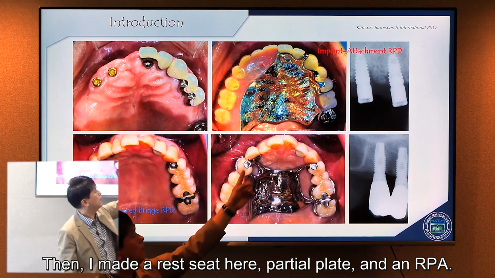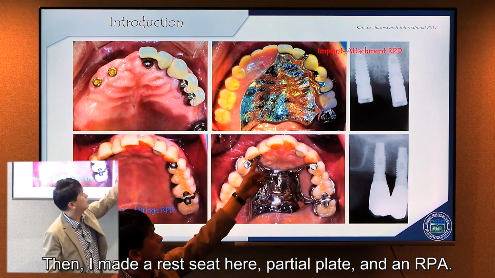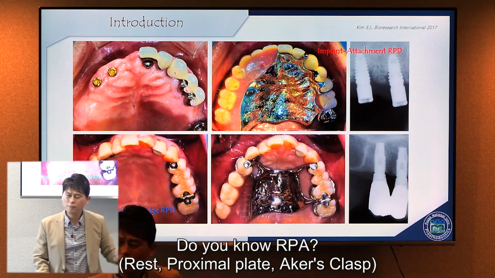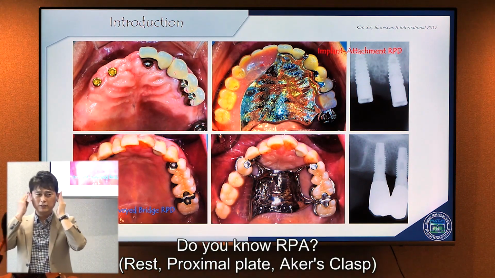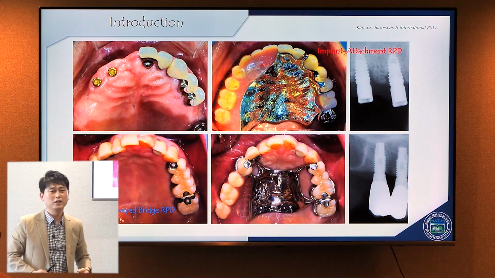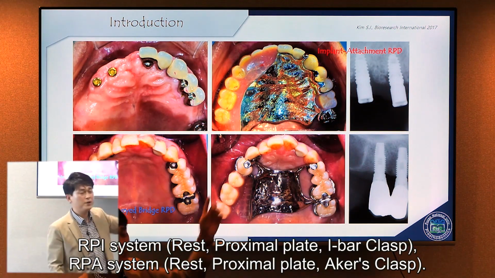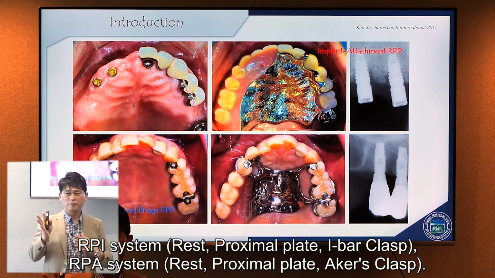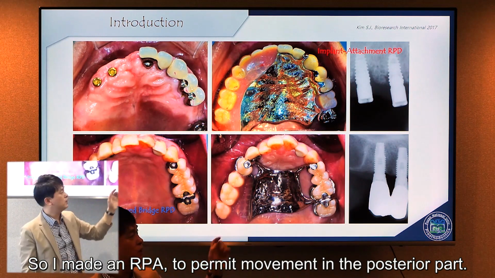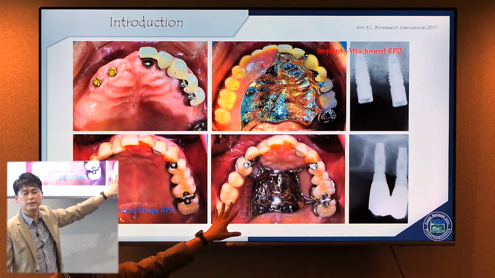Then I made the rest seat here and the proximal plate, and then the RPA. Do you know RPA? I don't know the exact term in America. Anyway, RPI system, RPA system. Do you know that? Okay. So I made the RPA to permit the movement in the posterior part.